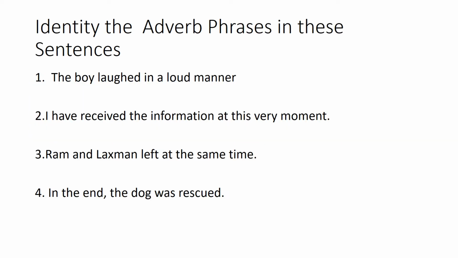To identify adverb phrases, first we have to find the adverb and ask the question how, when, where with the verb. For example, 1. The boy laughed in a loud manner. The verb is laughed. How did the boy laugh? In a loud manner. In a loud manner is an adverb phrase.